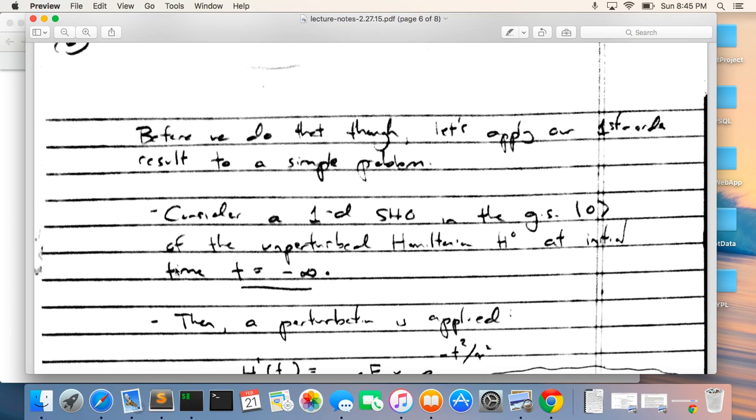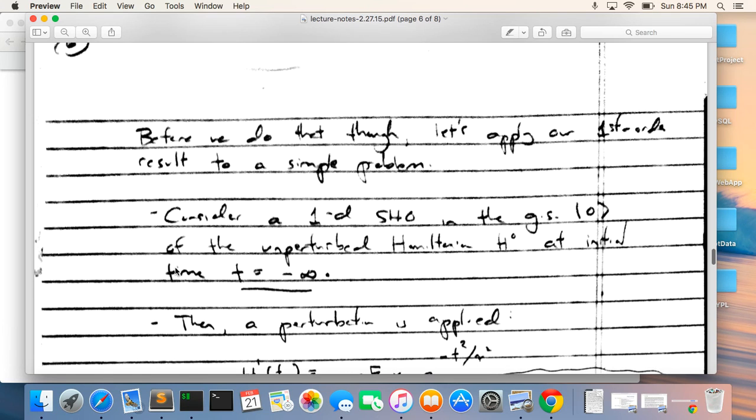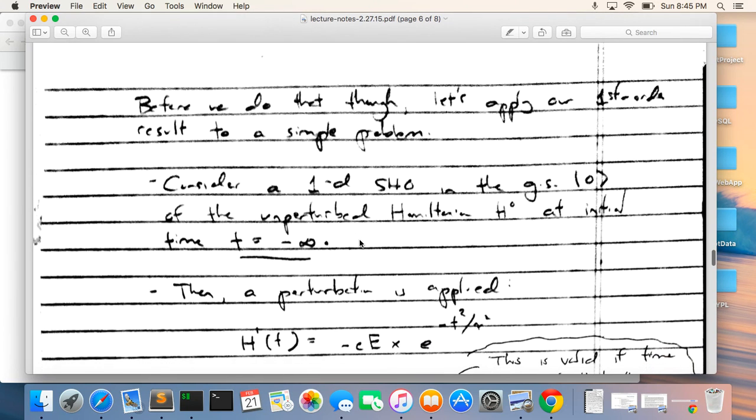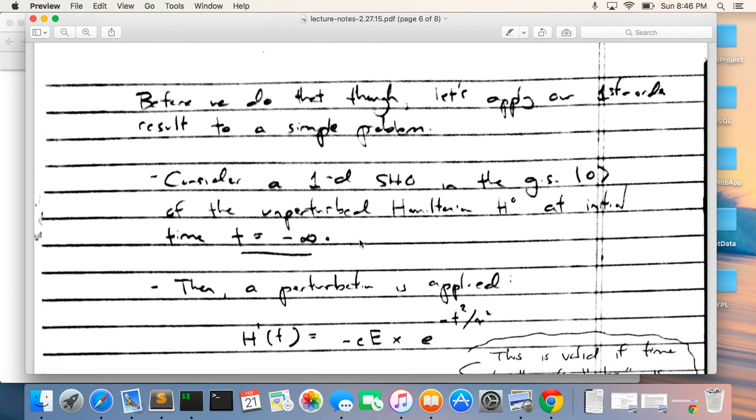First, what I want to do is try to apply what we've learned so far to a simple problem. We're going to consider a one-dimensional simple harmonic oscillator, and we're going to start in the ground state. So initially we're in the ground state, and we know what the unperturbed Hamiltonian is. And we're going to set the initial time to be minus infinity.